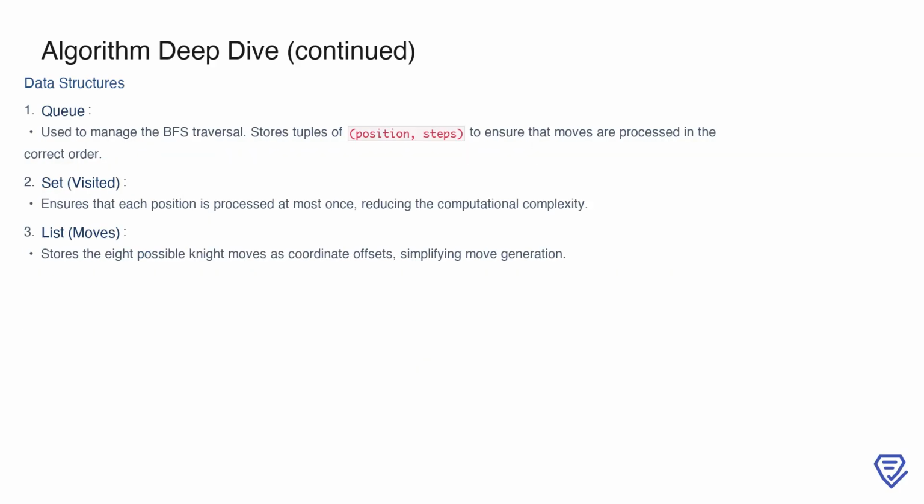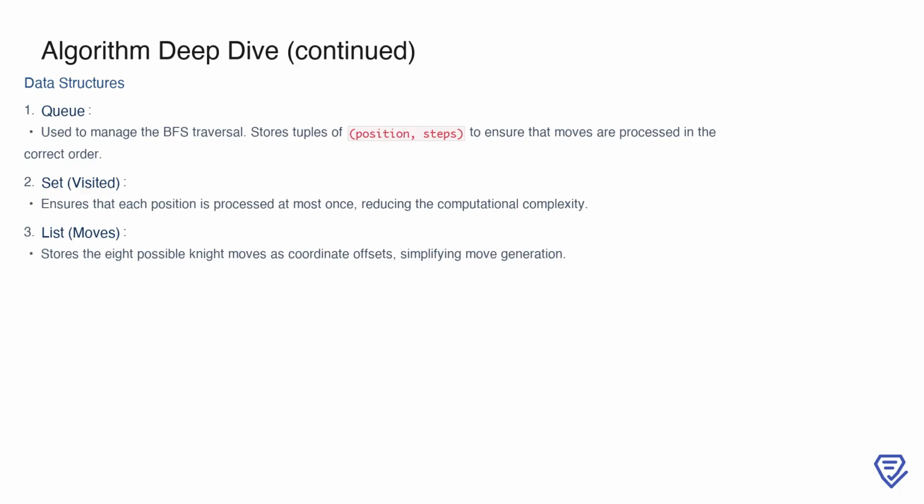The data structures used in this algorithm play an essential role in ensuring its correctness and efficiency. The queue is the backbone of the BFS traversal, maintaining the order in which positions are processed. Each entry in the queue consists of the current position and the number of steps taken to reach it, ensuring the traversal proceeds layer by layer. The visited set is another critical component, as it ensures that each position is processed at most once. This prevents infinite loops and reduces redundant calculations, significantly improving performance.